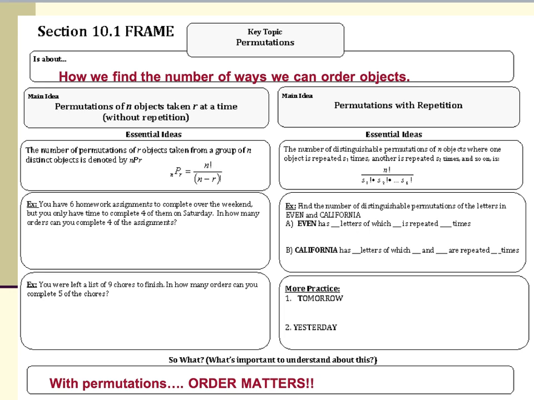So now we're talking about permutations. This is about how we find the number of ways we can order objects. The key thing here is we want to order objects. With your so what down at the bottom, with permutations, order matters. This is very important to remember whenever you're talking about a permutation. If you're doing a word problem, you should start asking yourself, does the order matter for this one? And if the order matters, you're going to use permutations.